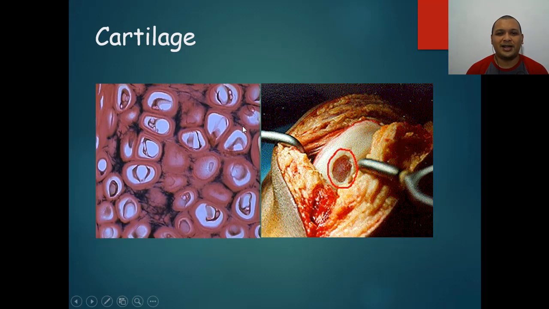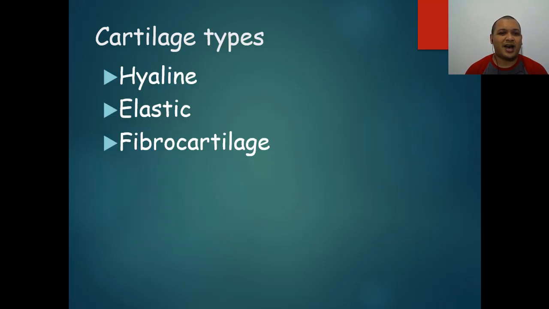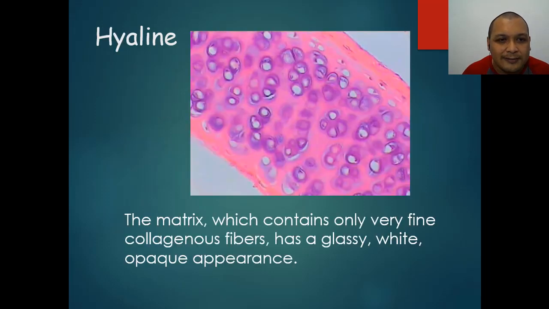Now we have cartilage. We can find cartilage in our knees, for example. Simply say, it's a kind of soft bone. In our ear, that's also cartilage. In terms of type, cartilage has three types: hyaline, elastic, and the last is fibrocartilage. So now let's see one by one.